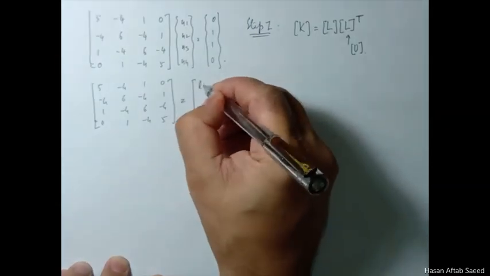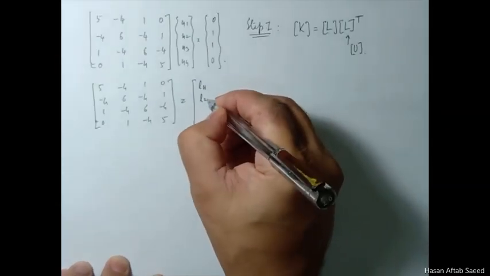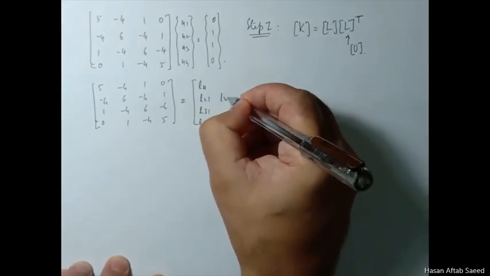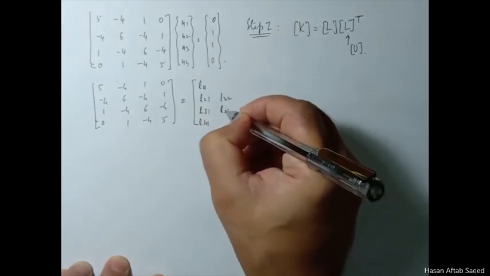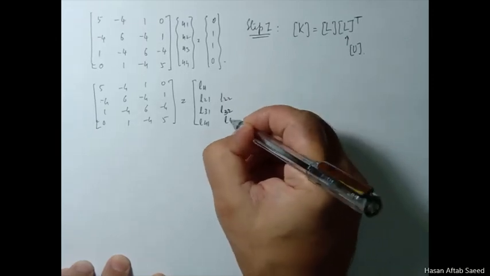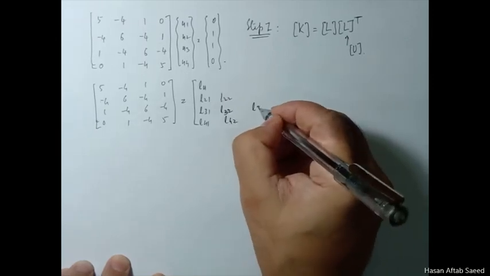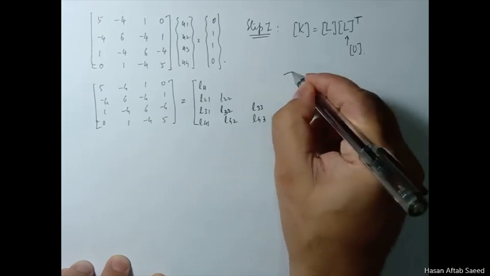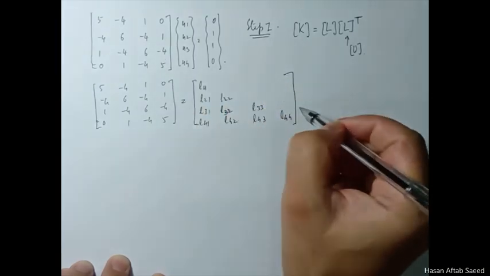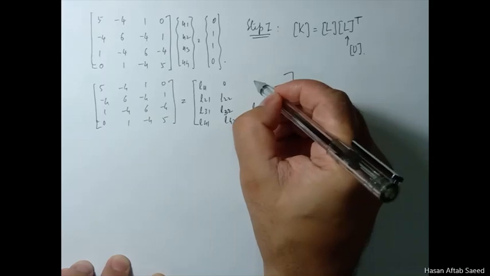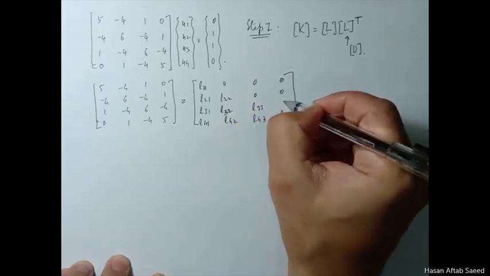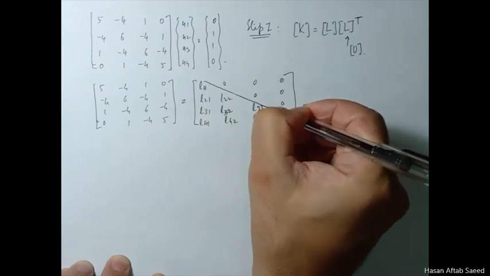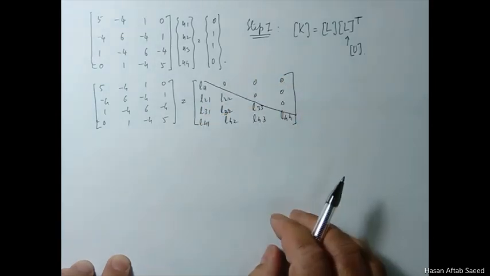Symbolically, in terms of variables, L11, L21, L31, L41, L22, L32, L42, L33, L43, and L44. These values will be 0, 0, 0, because this is the lower triangular matrix. This is your principal diagonal, so everything above it is 0.